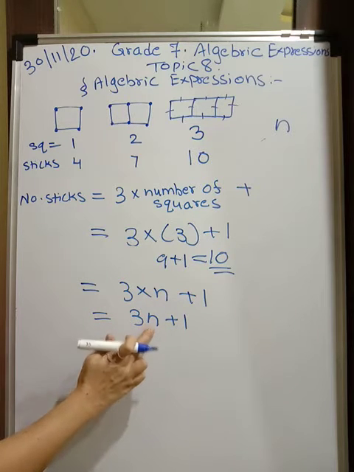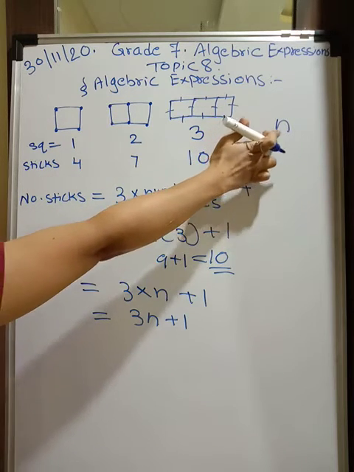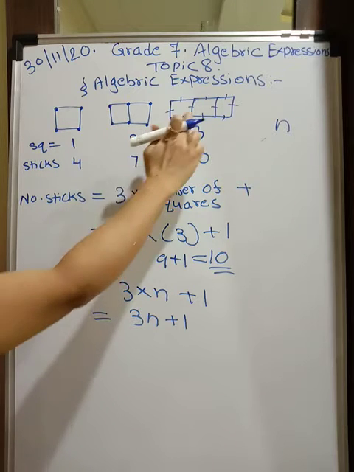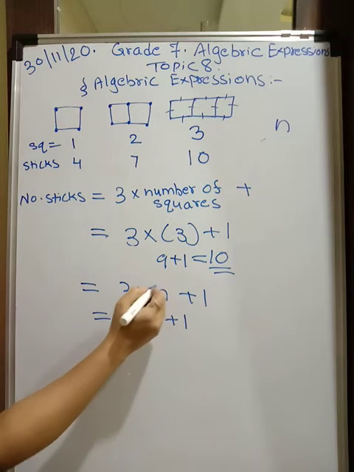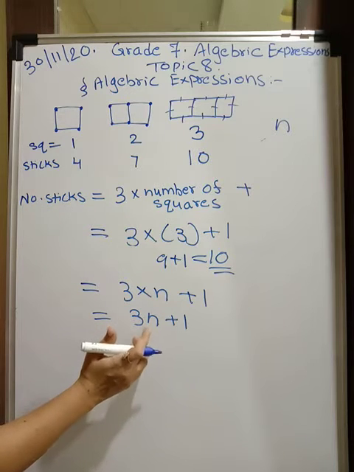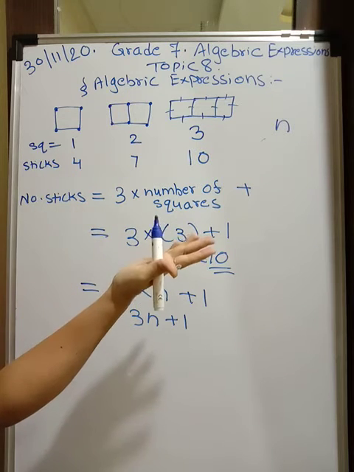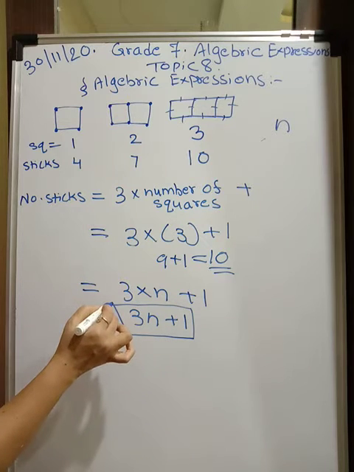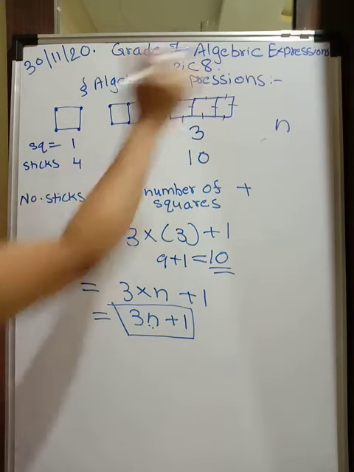n is a variable and its value will change. So whatever is the number of squares, you can put any value for n, no? In this case, n value is 1. In this case, n value is 2. In this case, n value is 3. What is not changing? 3 and 1 are not changing, but n is continuously changing. And you can find how many sticks are there if there are, for example, 3 squares, 2 squares, 1 square, 20 squares or n squares. So this is the general formula which we got in terms of n. Such an expression is called an algebraic expression.